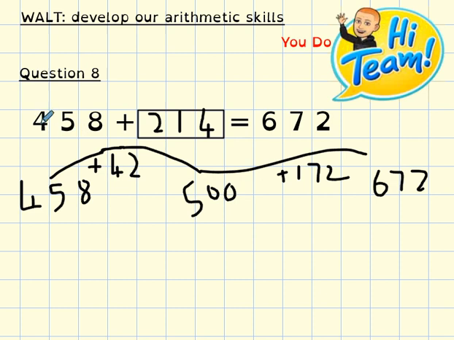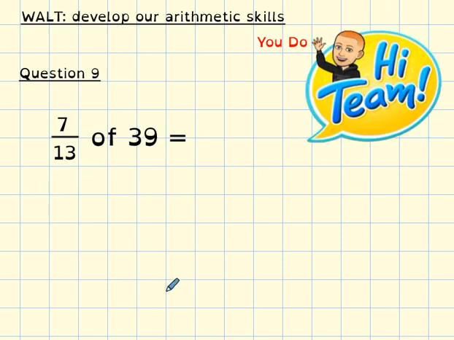Right, 39 divided by 13 for this answer. Let's see if I can get through it without getting myself in a tangle this time. 39 divided by 13 is 3. And then I need to do 3 times 7, which is my numerator, to give me 21. 21 should have been your final answer.